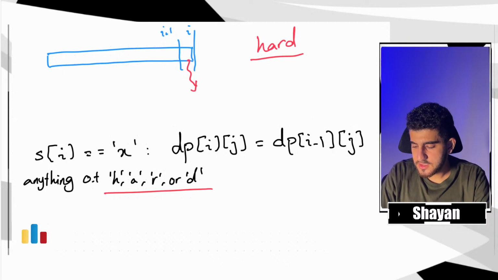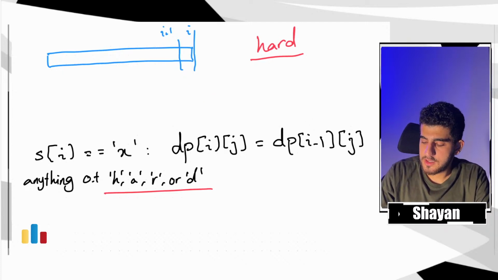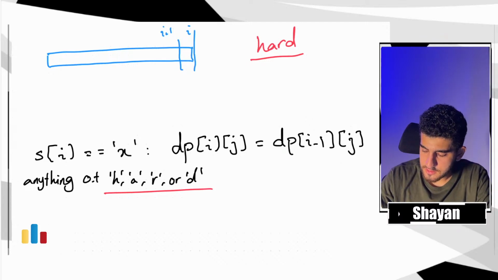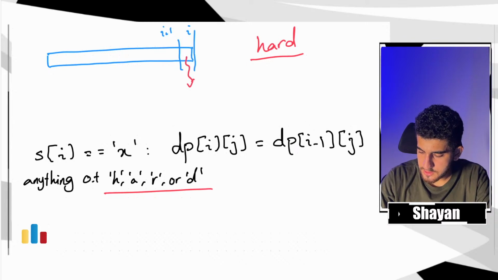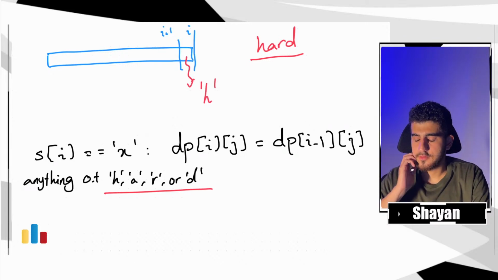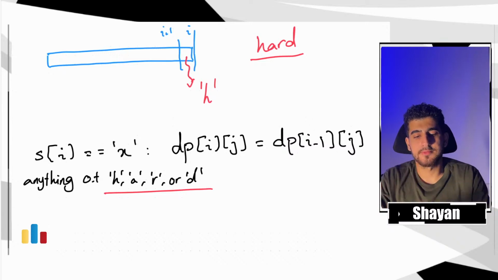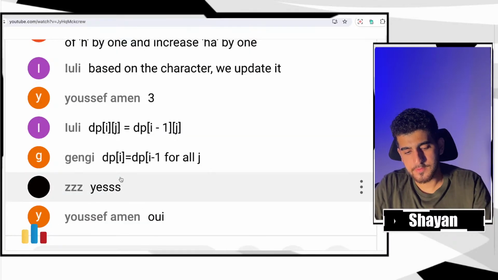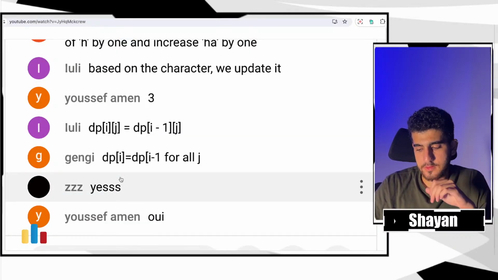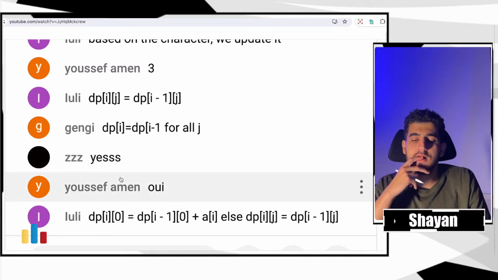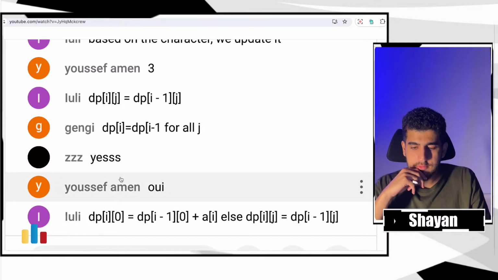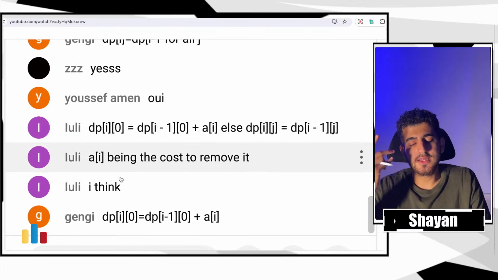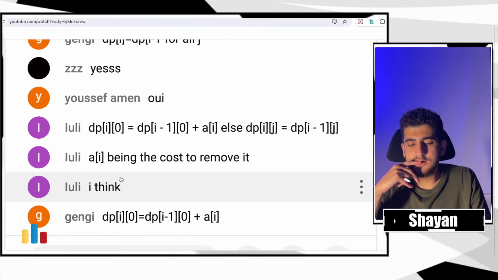For example, first, consider that this character is, for example, character H. Then what can we say? If it is character H, how can our DPs be updated in this way? What do you guys think? DP of I and 0 is equal to DP of I minus 1 and 0 plus A sub I. Yes, that is good. There's only one more case that you need to consider.